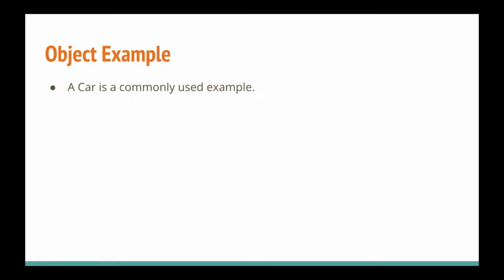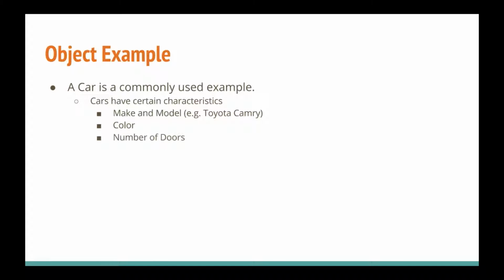When people talk about how to describe object-oriented programming, they often use the example of a car, and that's a good place to start. As you know, cars have certain characteristics, like the make and the model, for a Toyota Camry or a Lamborghini. They have a color. They also have a set number of doors, maybe 2 or 4. Cars can also do things. They can drive. Cars can speed up or slow down, and they can stop. Those actions are common to all cars. It wouldn't be a car if it couldn't drive.